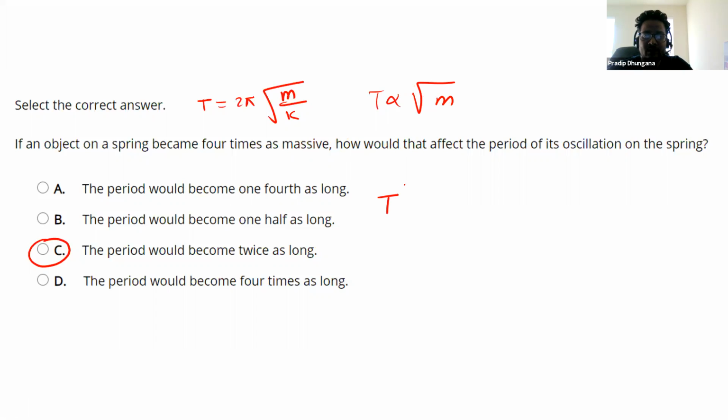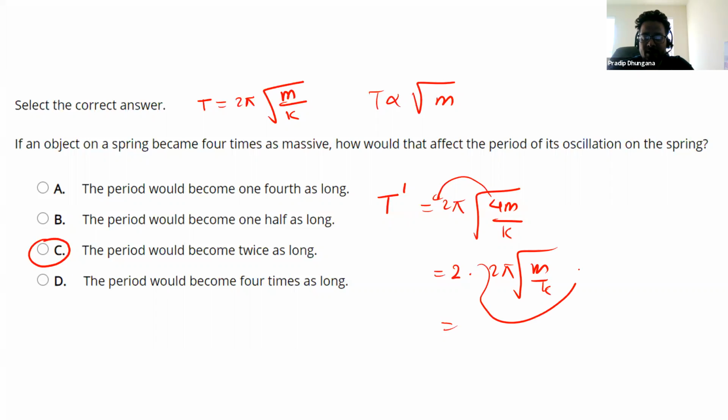Or you can think in that way, new period T dash is equal to 2 pi square root of, now mass becomes 4 times mass over k. Square root of 4 is 2. Let's pull that out outside. Put it here, 2 times everything as it is, square root of m over k. That part is T. So it becomes 2 times T. So that means the period becomes twice as long. And then I hope you already knew this concept because you answered it correctly. Now let's go to the next question.